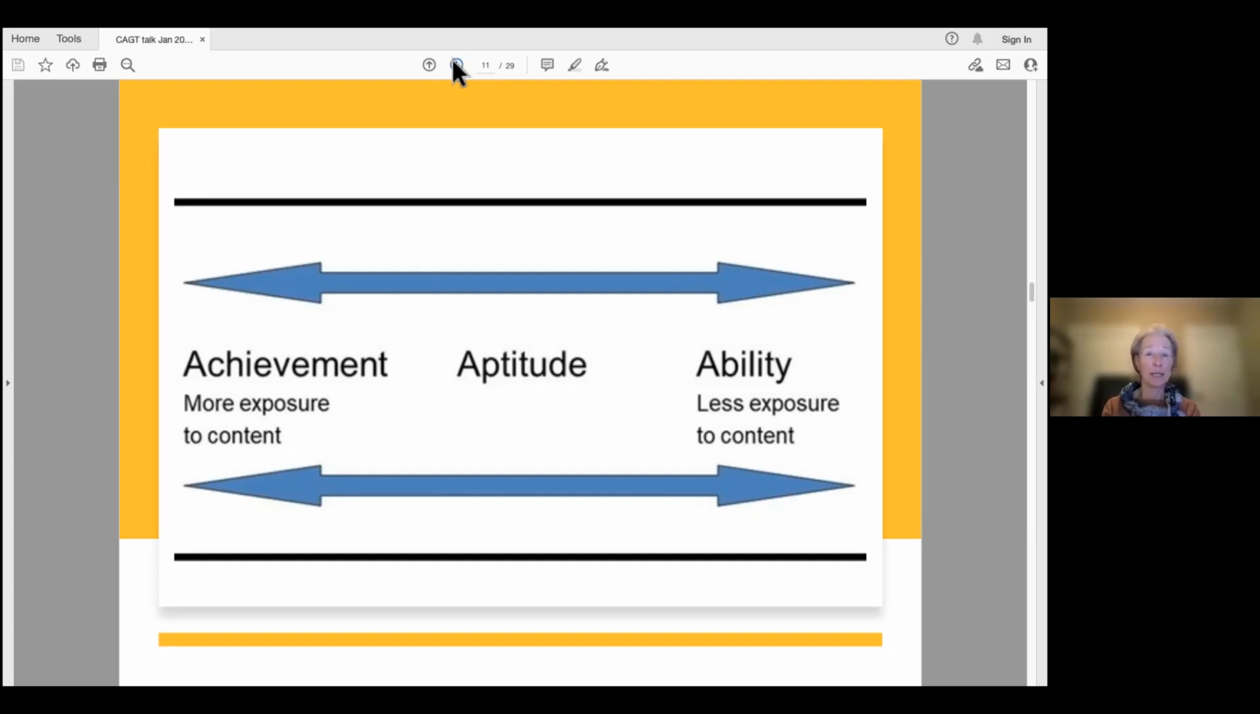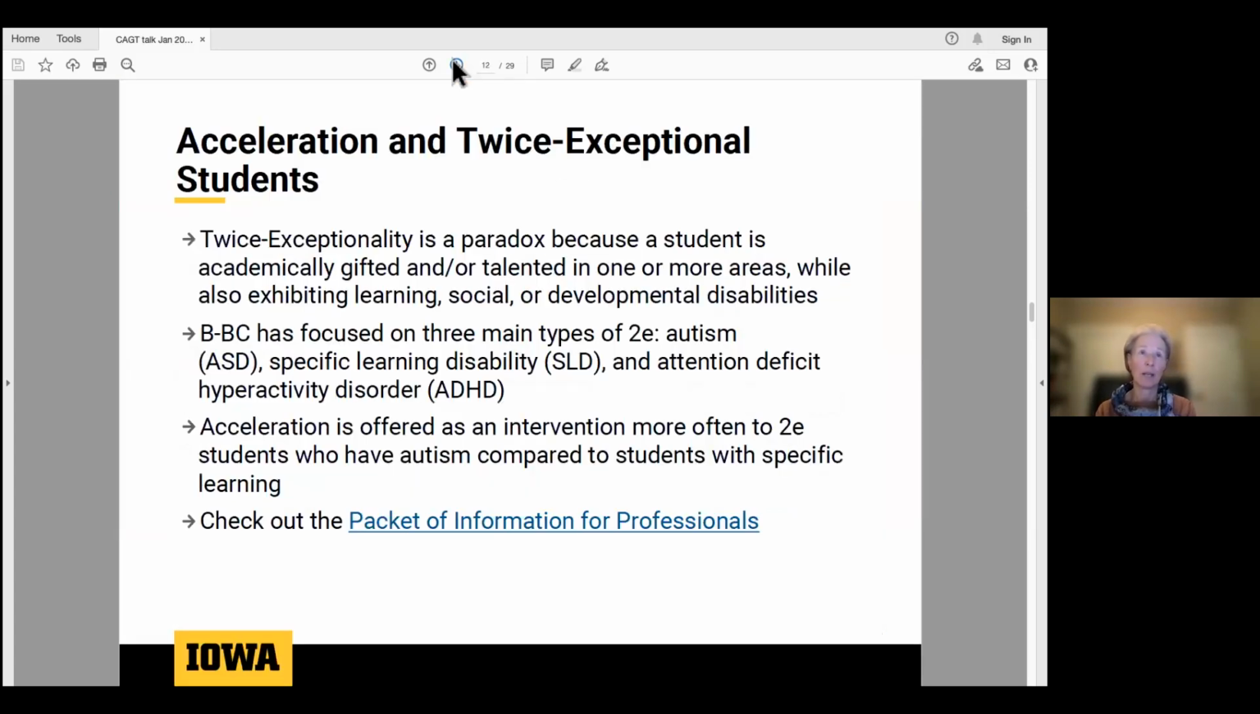Now, I just want to mention very briefly academic acceleration in twice exceptional students. Twice exceptionality is quite a paradox because a student who is academically gifted and talented in one or more areas also has a learning, a social, emotional, or a developmental disability, such as autism spectrum disorder.